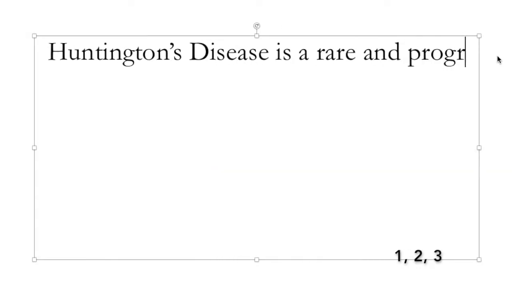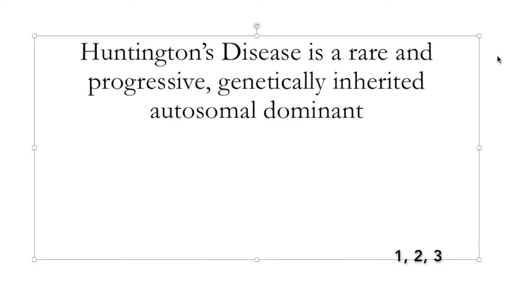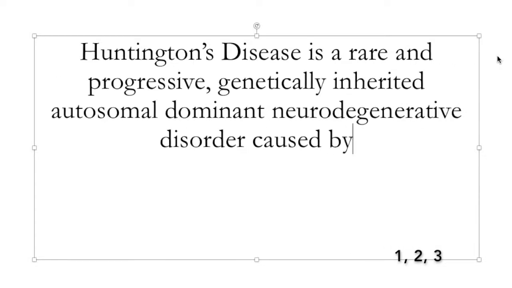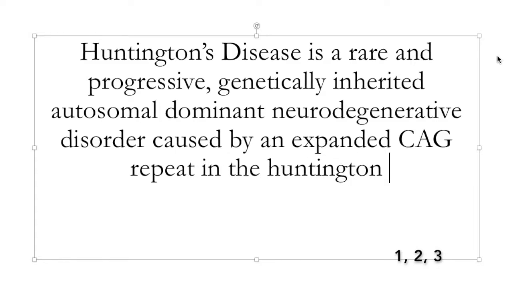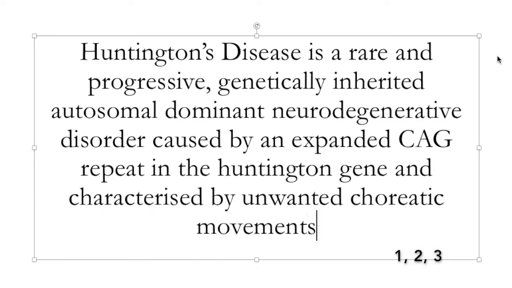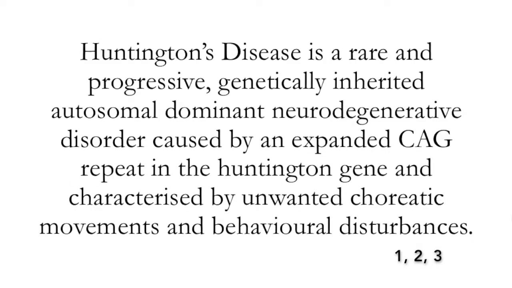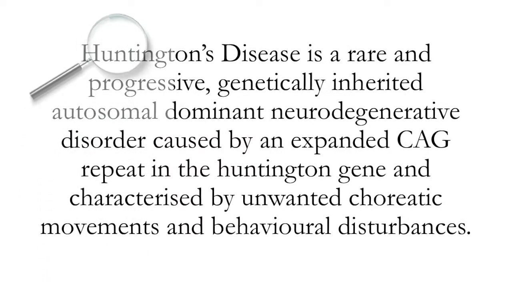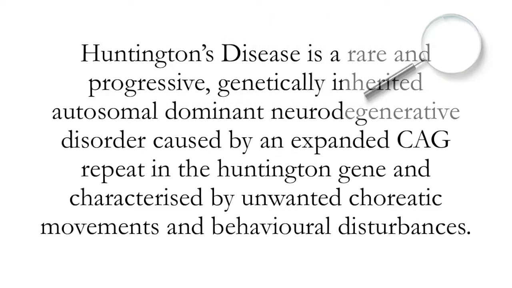Huntington's disease is a rare and progressive, genetically inherited autosomal dominant neurodegenerative disorder caused by an expanded CAG repeat in the Huntington gene and characterized by unwanted choreic movements and behavioral disturbances. Together, let's dissect this definition to look at the individual components comprising the disease.